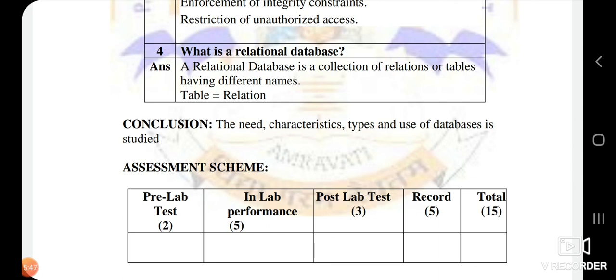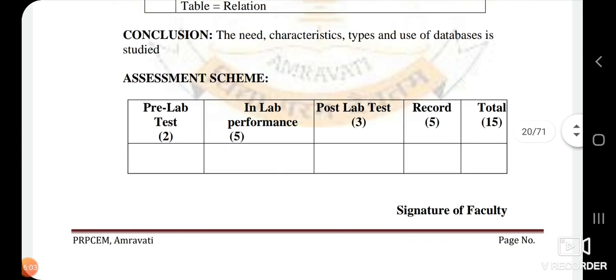Now the final conclusion after this practical is, we have understood the need, the characteristics, the types and use of databases. We have studied what is the use of database, what are the different types of database, what are the characteristics of database, and what is the need of database. So this is all we have studied.